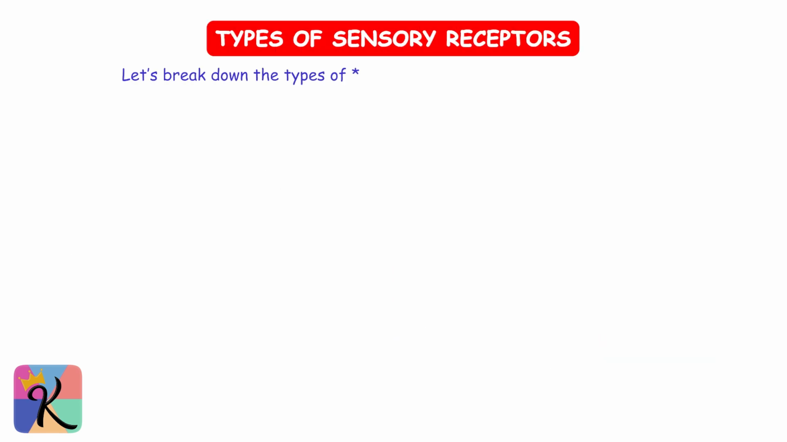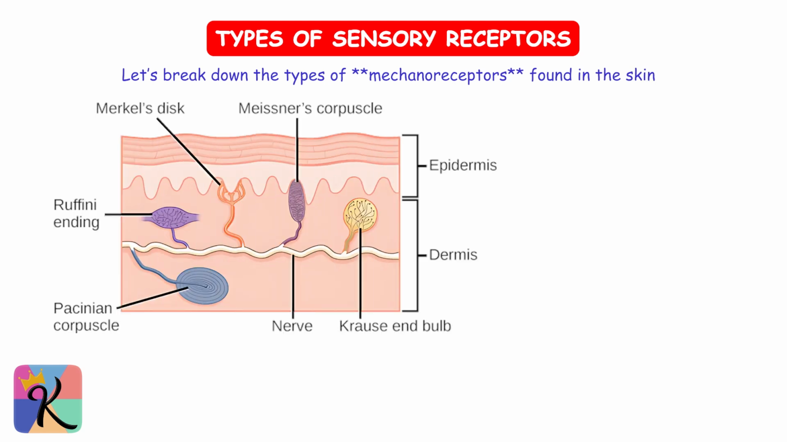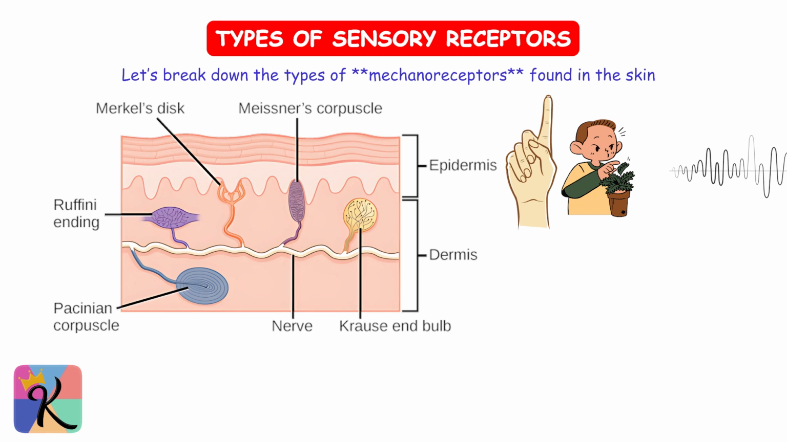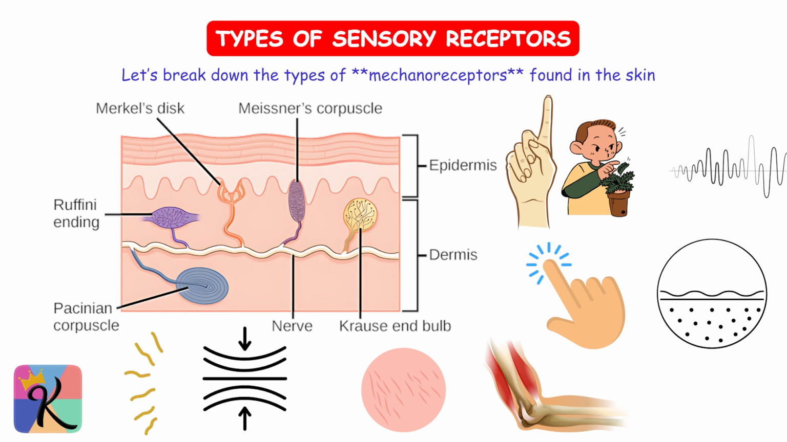Let's break down the types of mechanoreceptors found in the skin. Meissner corpuscles are fast-adapting receptors located in the dermis of hairless skin, like the fingertips. They help detect light touch and vibrations. Merkel discs are slow-adapting receptors found in the epidermis. They respond to steady pressure and texture. Ruffini corpuscles are slow-adapting receptors found in the dermis of both hairy and hairless skin, and they detect skin stretching and joint rotation. Pacinian corpuscles are fast-adapting receptors found deep in the dermis, and they sense vibrations and pressure.